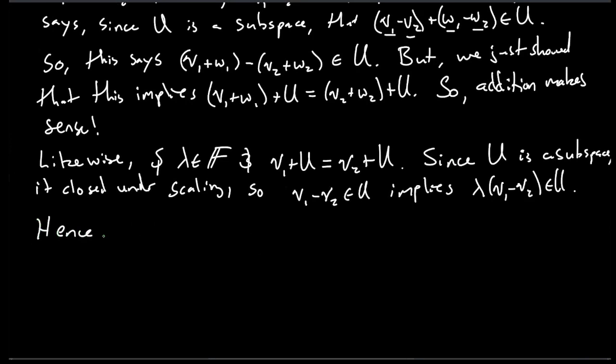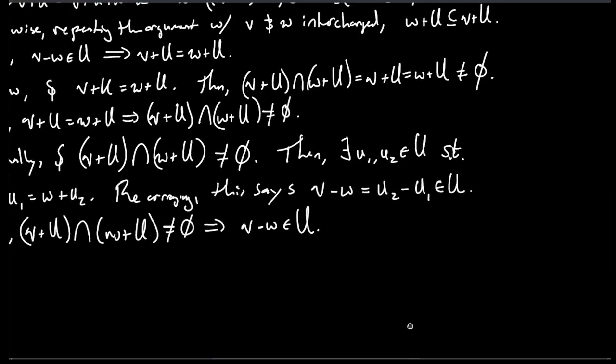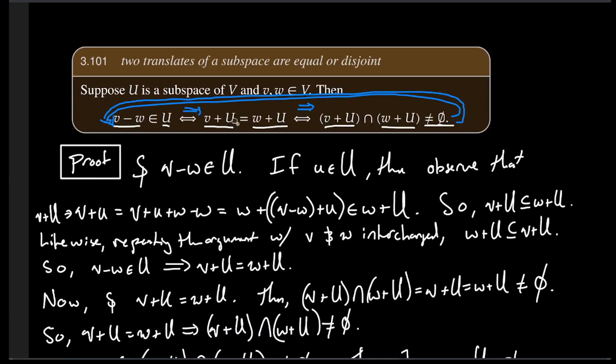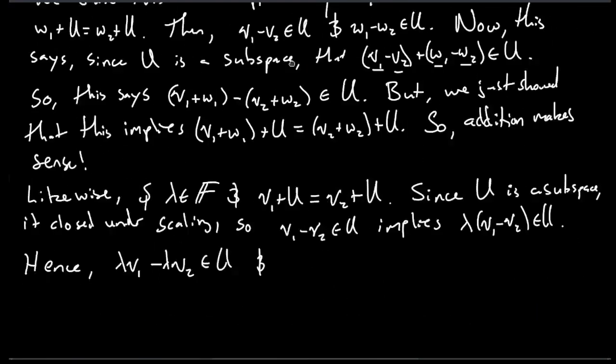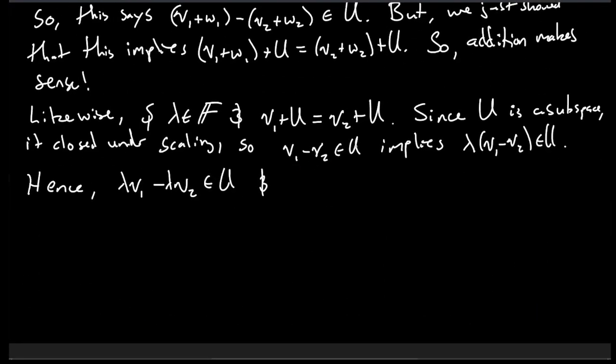Hence, notice lambda v1 minus lambda v2 is in u. And so you see how we got this first part, v1 plus u is equal to v2 plus u? We just went through and proved that if that happens, then v1 minus v2 is in u. So we used that piece right here to get this piece. And now we're going to use it in the other direction to get that lambda v1 plus u is equal to lambda v2 plus u. So scalar multiplication makes sense.